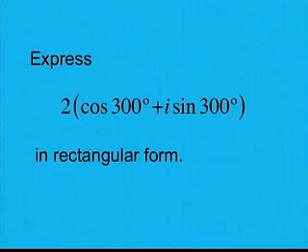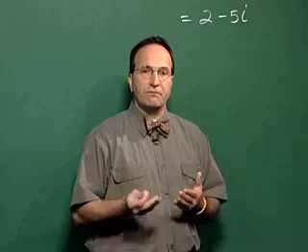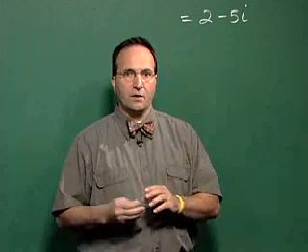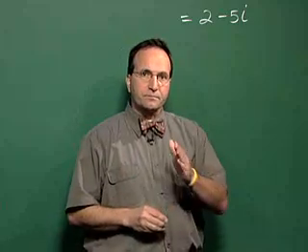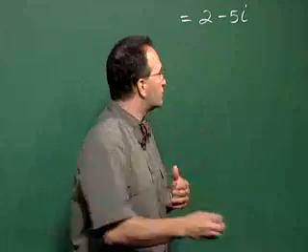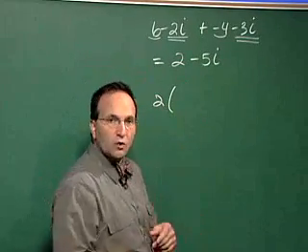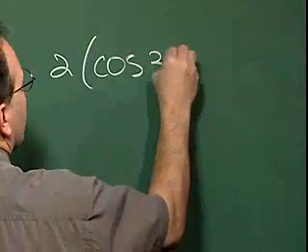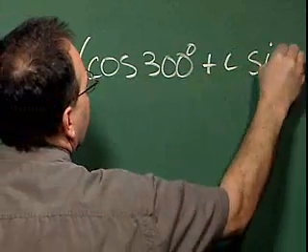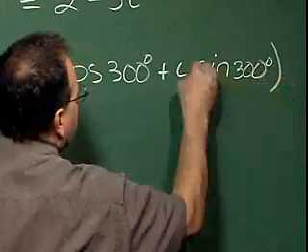Let's now look at an example where we are asked to use this trigonometric form. Express 2 times cosine 300 degrees plus i times sine 300 degrees in rectangular form. So what we want to do is convert it from one form to the other form. So what we know is that we have r, in this case 2, times the cosine of 300 degrees plus i times the sine of 300 degrees.